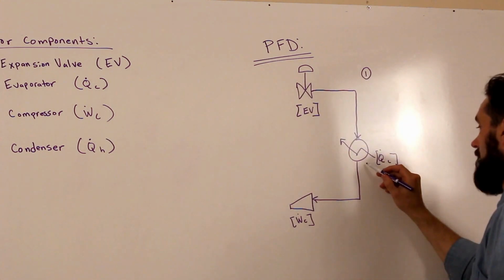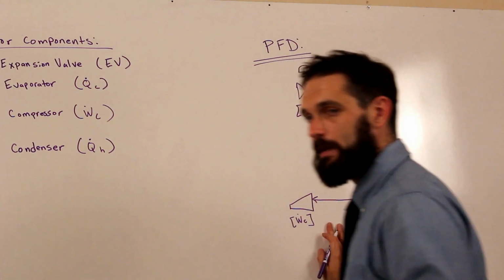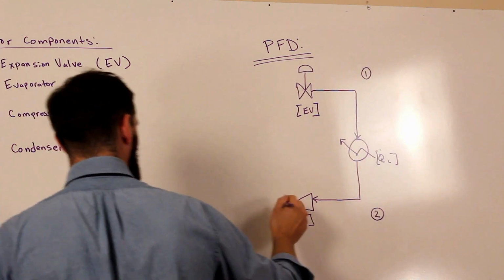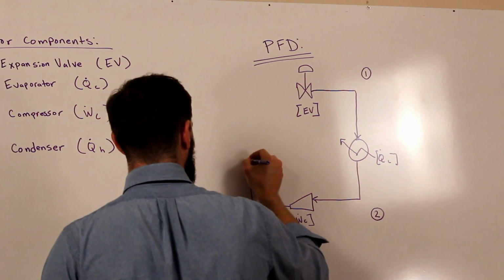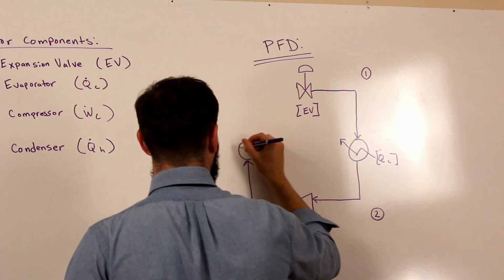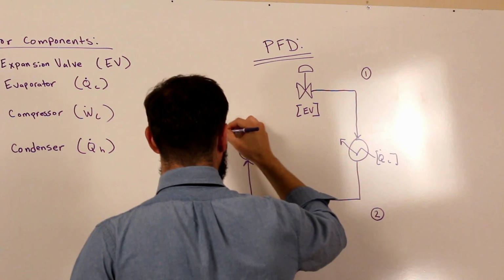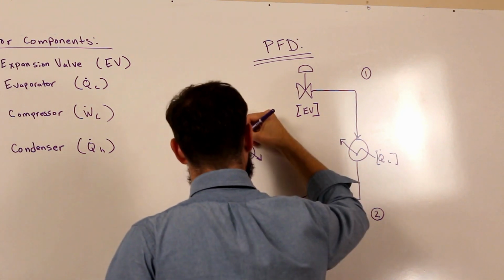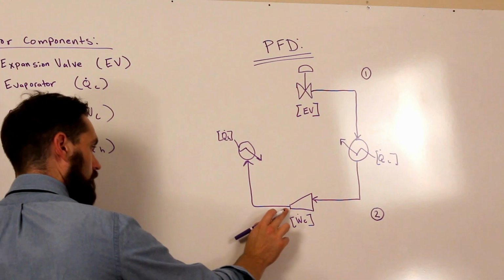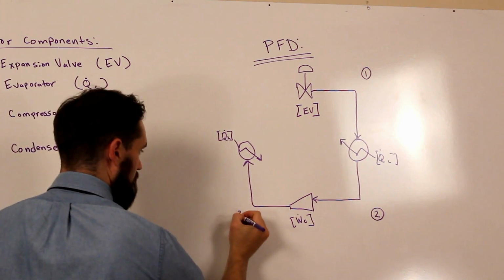Now between the evaporator and the compressor, we will call this state 2. The next step in the sequence is after the compressor, the fluid is compressed, discharged, and then makes its way into the condenser. Again, another exchanger. Between the compressor and the condenser, after the working fluid, the refrigerant, is compressed, we're going to call this state 3.